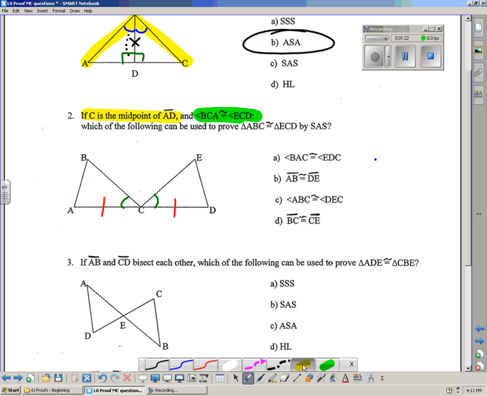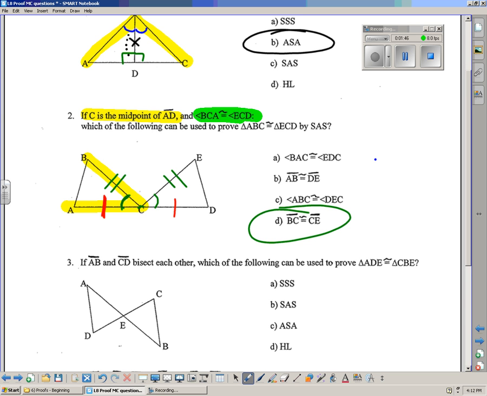So for side angle side, if we took this triangle, I highlighted the angle that we have. In order for it to be side angle side, we need to go side, then that connecting angle, and then the other side that's part of that angle. So that would be BC, and the corresponding side that would be marked off in the other triangle would be CE. So the answer is choice D. BC and CE would have to be congruent.